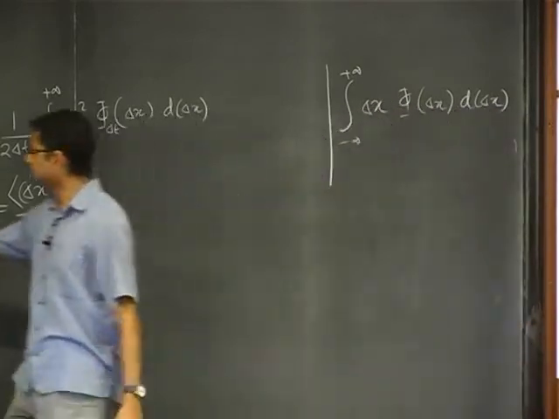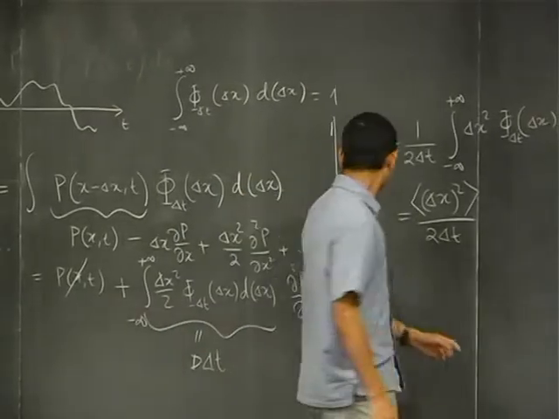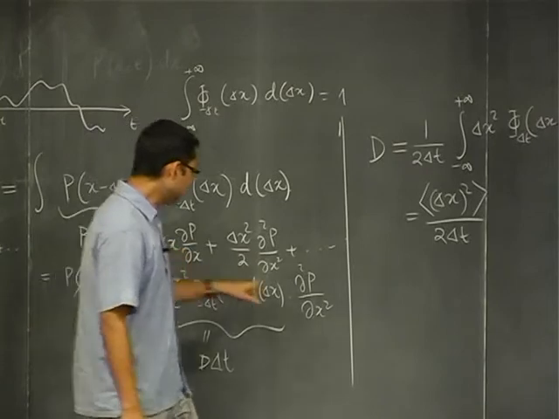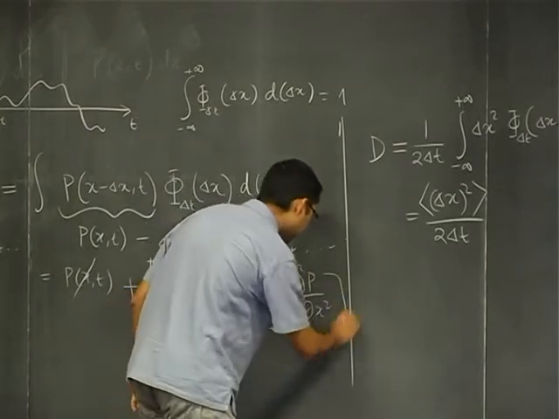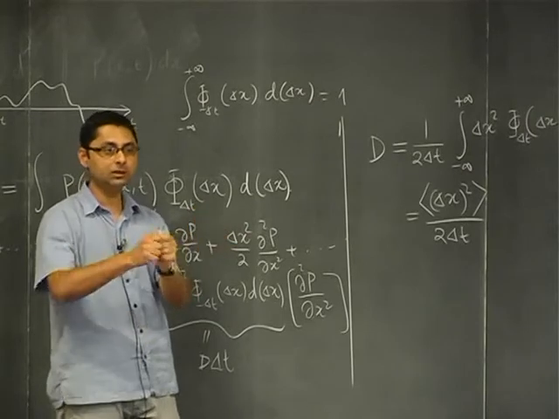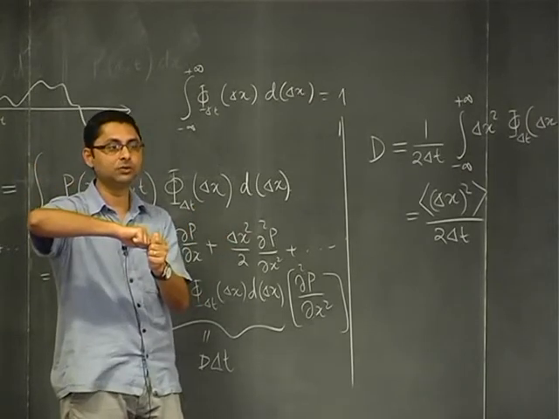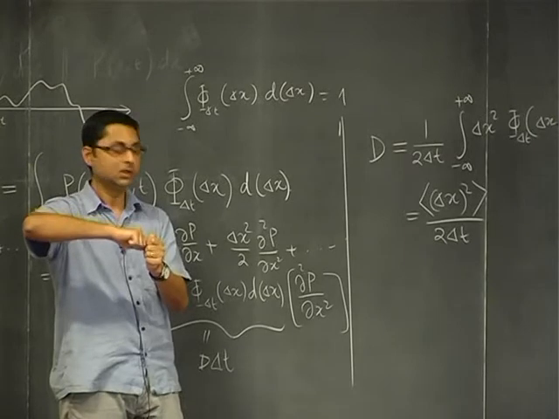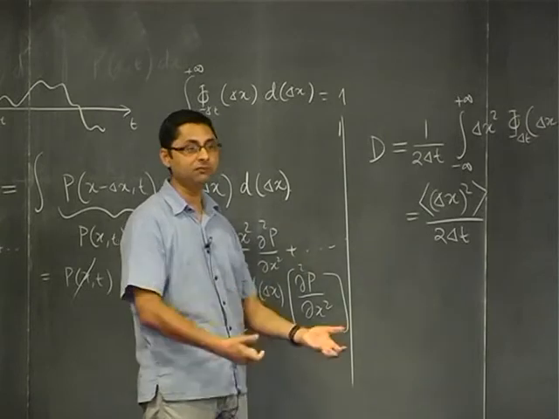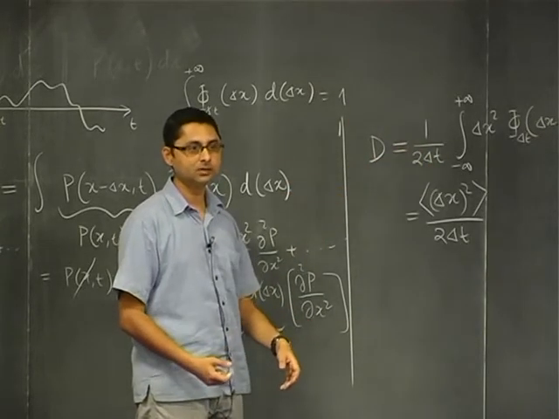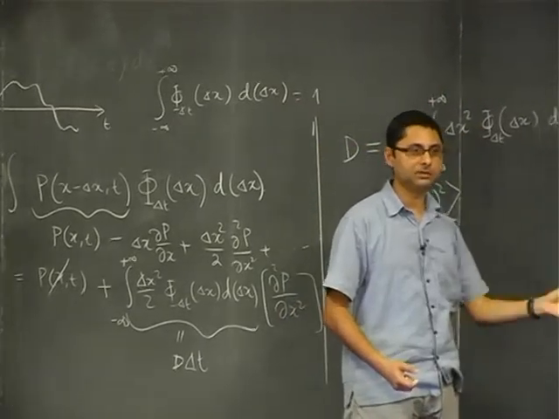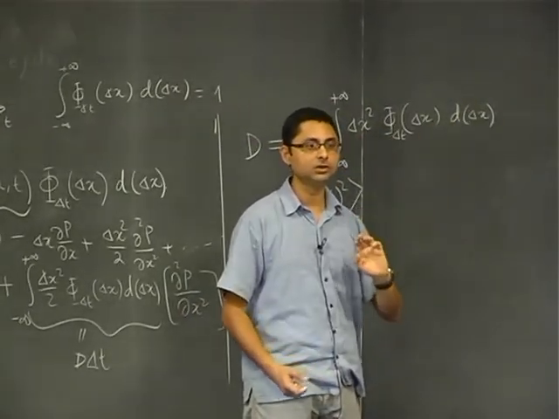Del p del x is there, but del p del x is independent of delta x. These objects depend on the position, independent of the jump distribution. These derivatives are with respect to x, not with respect to delta x. Imagine delta x is another variable, call it z, right? So these are independent variables.